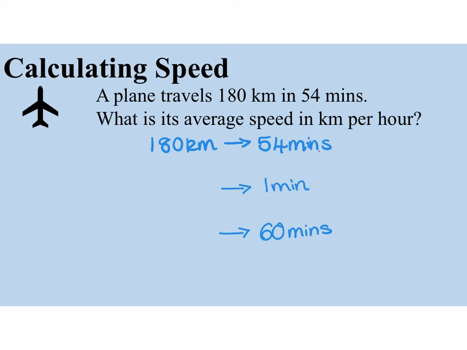How do we get from 54 down to 1? 54 divided by itself makes 1 minute. How do we make 1 minute into 60 minutes? We times it by 60. 1 times 60 makes 60. So to get our answer, I'm going to divide by 54 and times by 60. Again, grab your calculator.